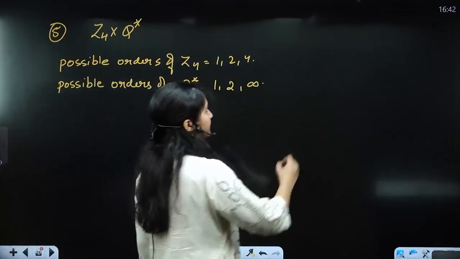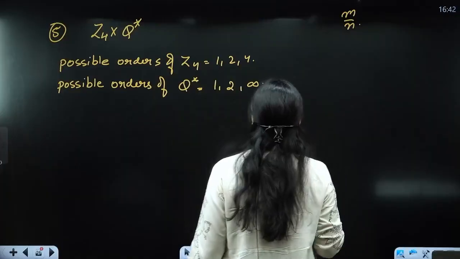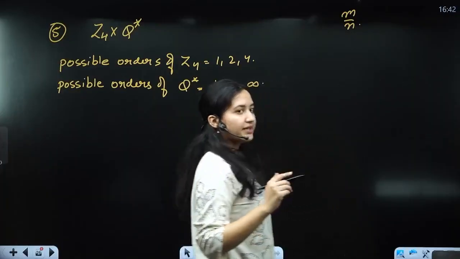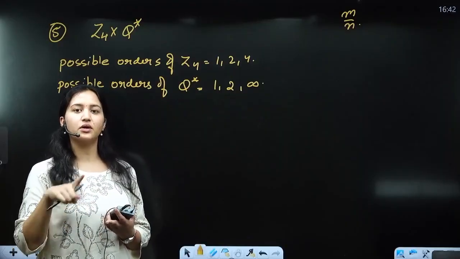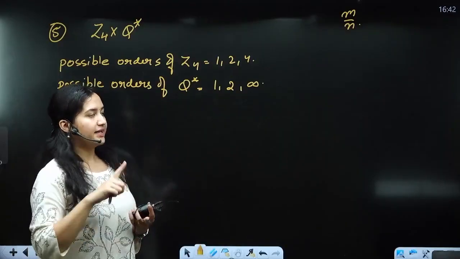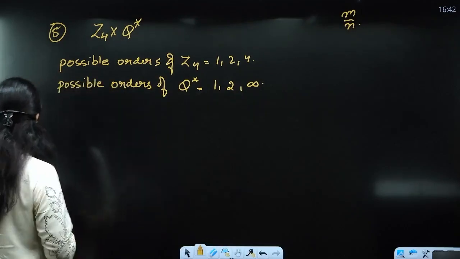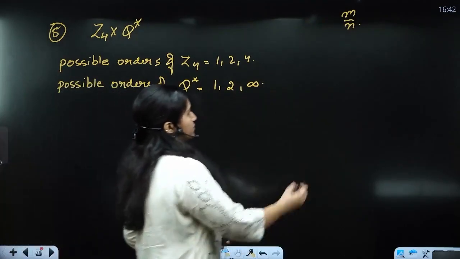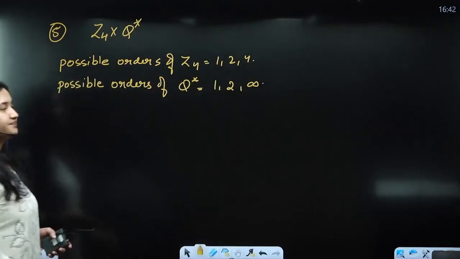Q star group, what was it? All the elements m by n, right? And 0 was not there, right? And also the orders: the order of 1 was 1, the order of -1 was 2, but all the rest of the elements were of infinite order, right? Chalo, you're not writing the group right now. Let's just focus on the types of elements that we are going to get in Z4 cross Q star.